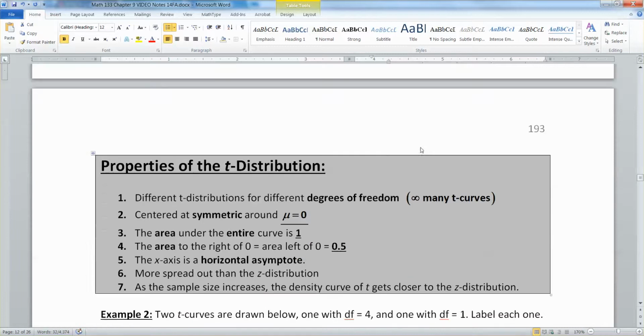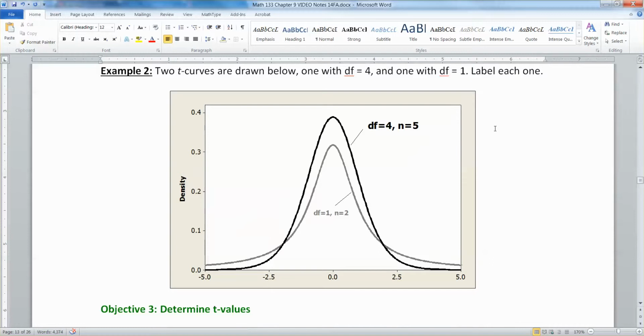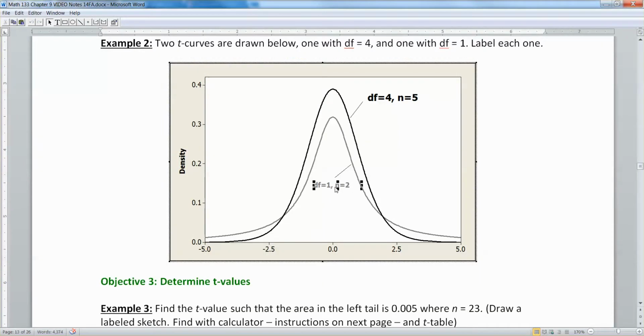All right, so I have two t curves drawn here. Two t curves are drawn below, one with degrees of freedom 4, and one with degrees of freedom 1. You're supposed to label each one. I've already labeled them, so take a look and see if it makes sense. Larger degrees of freedom means the curve looks more like a normal curve, with smaller tails and a taller peak. So the black curve is degrees of freedom 4, and the gray curve is degrees of freedom 1, because the gray curve is shorter at the peak and has much wider, fatter tails.